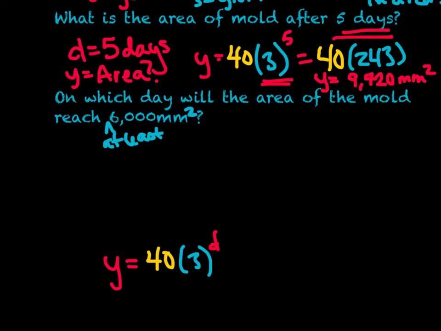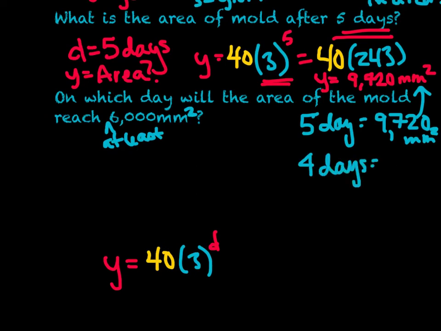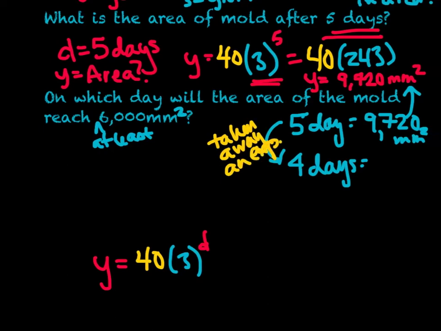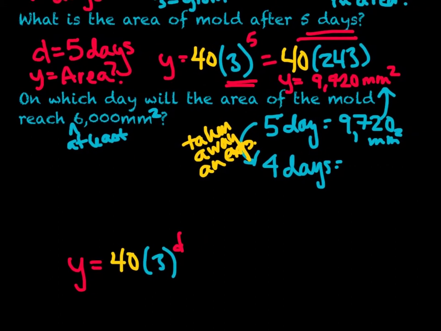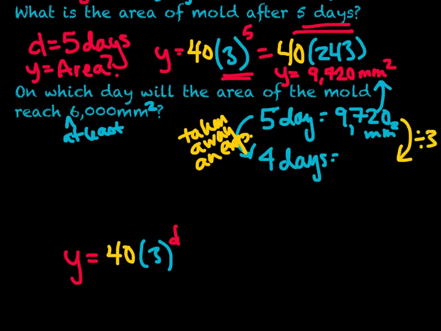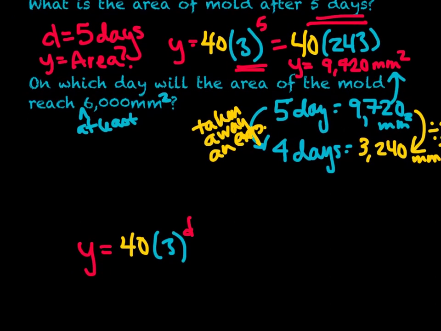So looking at this information in this equation, if we looked at the information that we had just in the previous question, in 5 days, we had 9,720 millimeters squared of mold growth. In 4 days, we have taken away an exponent. If we take away an exponent, another way that we can think of this is we are also going to be essentially dividing by 3, dividing by our growth factor. So if I had divided 9,720 by 3, I end up getting 3,240 millimeters squared.